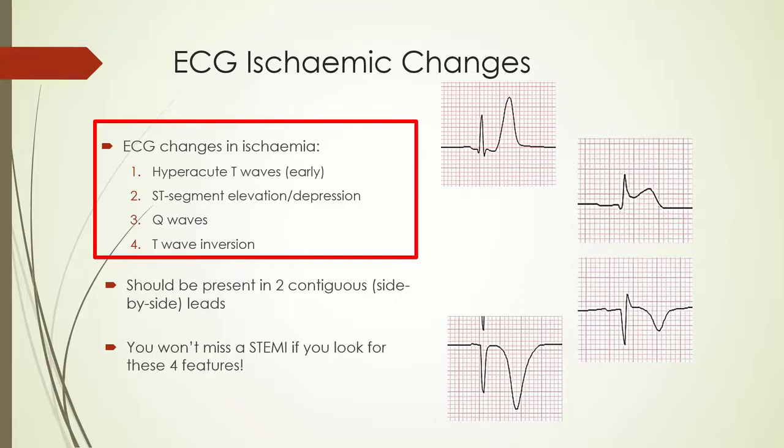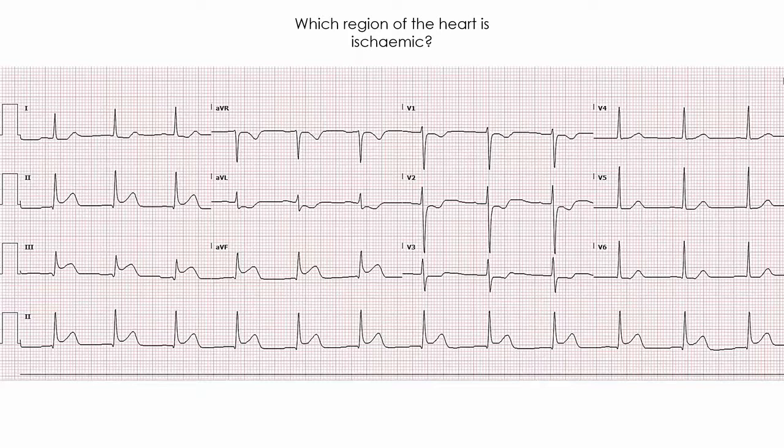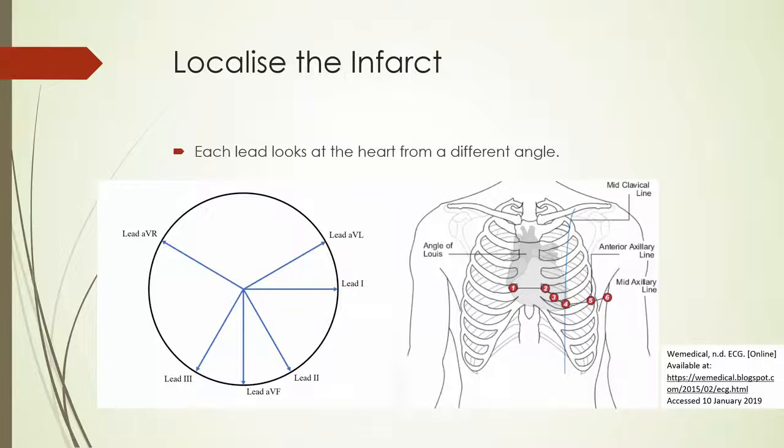If you are always checking for these changes on the ECG, then you're not going to miss a STEMI. Okay, even in the more subtle cases, at least one of these signs will be present. So if you assess every ECG for these four things, then you're not going to miss a STEMI. You should also try to figure out which part of the heart is ischemic. And you do that by identifying which leads have the ischemic changes in them and which region of the heart they correspond to. So as you know, each lead looks at the heart from a different angle. You can see them on the diagrams here.